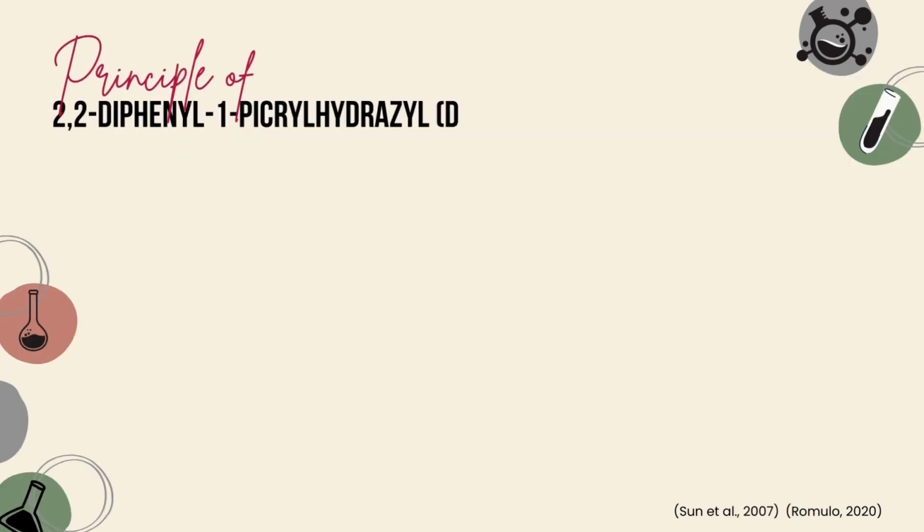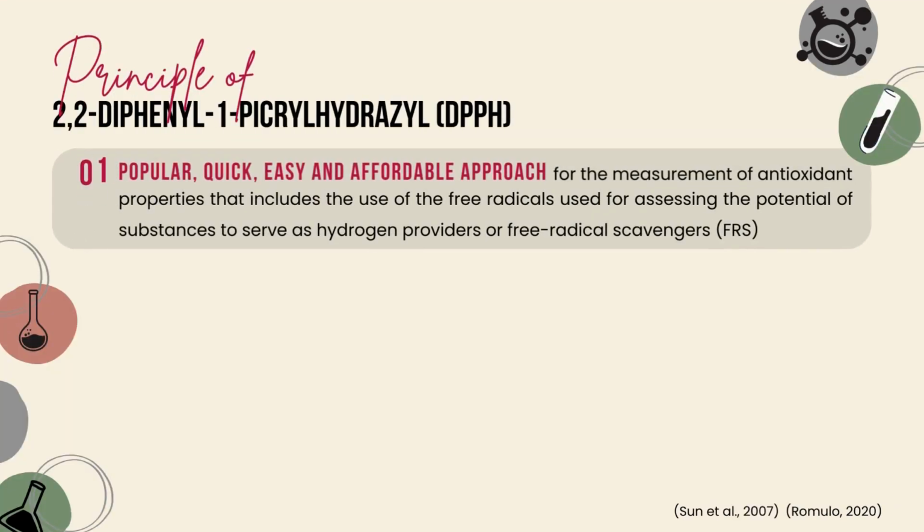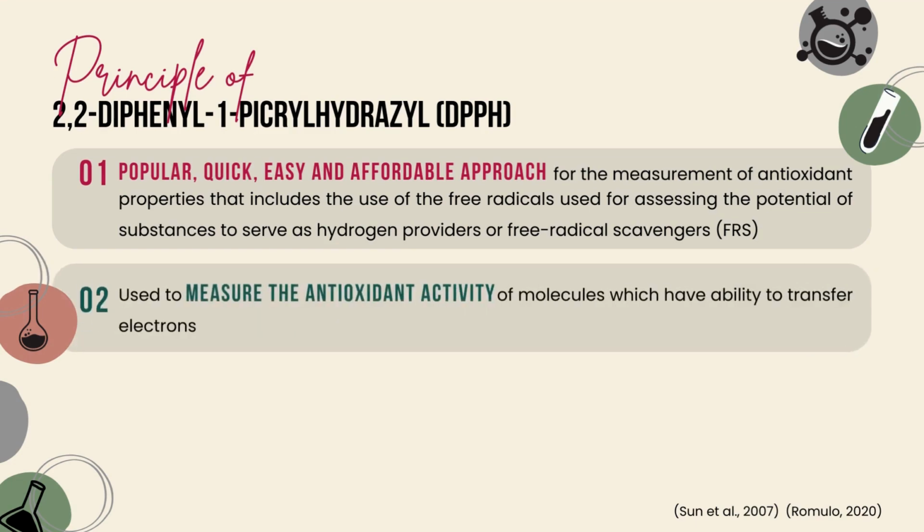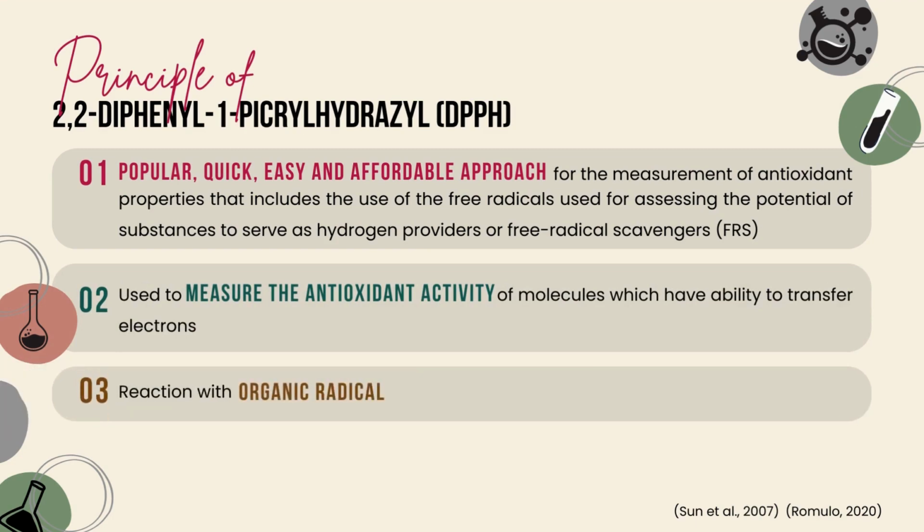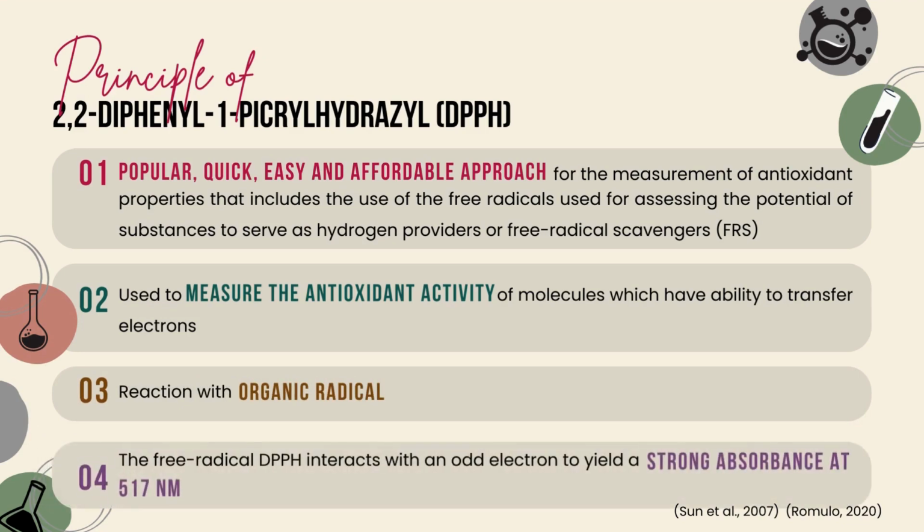Next, the principle of the DPPH method. DPPH is a popular, quick, easy, and affordable approach for the measurement of antioxidant properties that includes the use of free radicals for assessing the potential of a substance to serve as a hydrogen provider or free radical scavenger. It is used to measure the antioxidant activity of molecules which have the ability to transfer electrons and react with organic radicals. The free radical DPPH interacts with an electron to yield a strong absorbance at 517 nanometers.